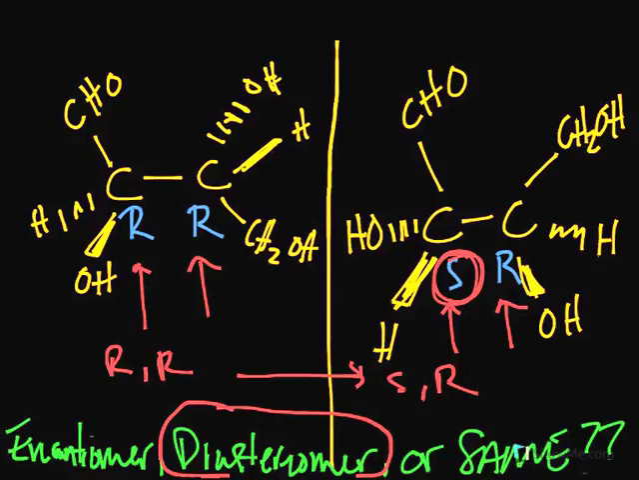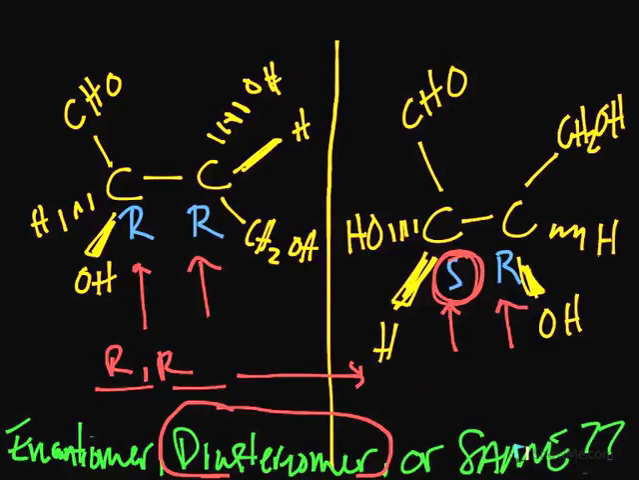Let's do another example. Let me go through another scenario with you. If this had just been, let's say, R and S instead, what happened? Only one of the chiral centers is changed again. Remember, we have R, S. So only one of the chiral centers is changed. Because of that, if this were your scenario instead, it would still be just a diastereomer.